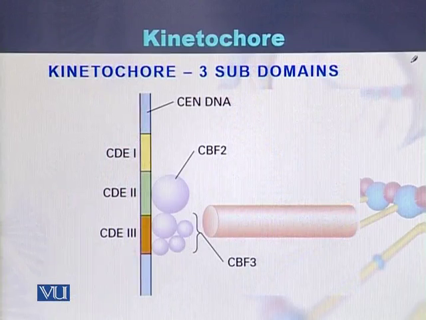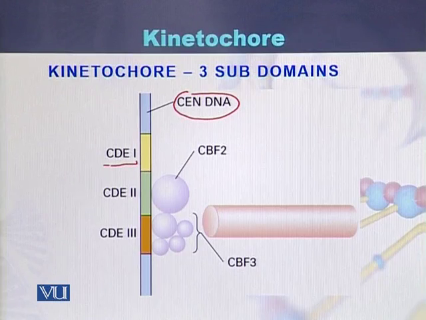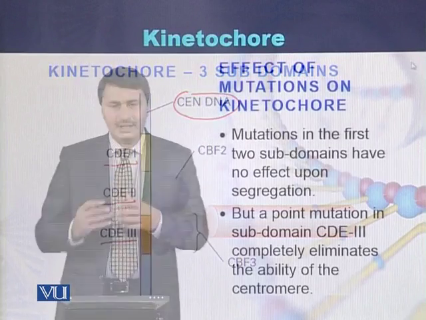If we see the diagram of the centromere DNA, this is the centromere DNA, and on the centromere DNA there are 3 regions: the CDE1 region, CDE2 and CDE3. So these 3 regions collectively are present in the centromeric DNA.